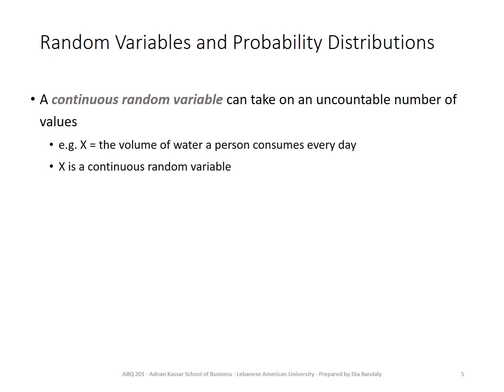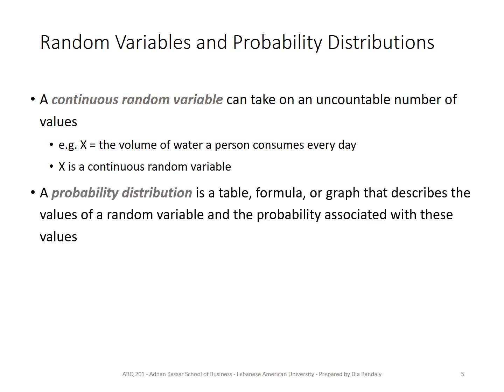So the volume of water can be any volume, right? So that's why this is a good example of a continuous random variable. All right, now that we have defined a continuous and a discrete variable, let's talk about probability distribution.